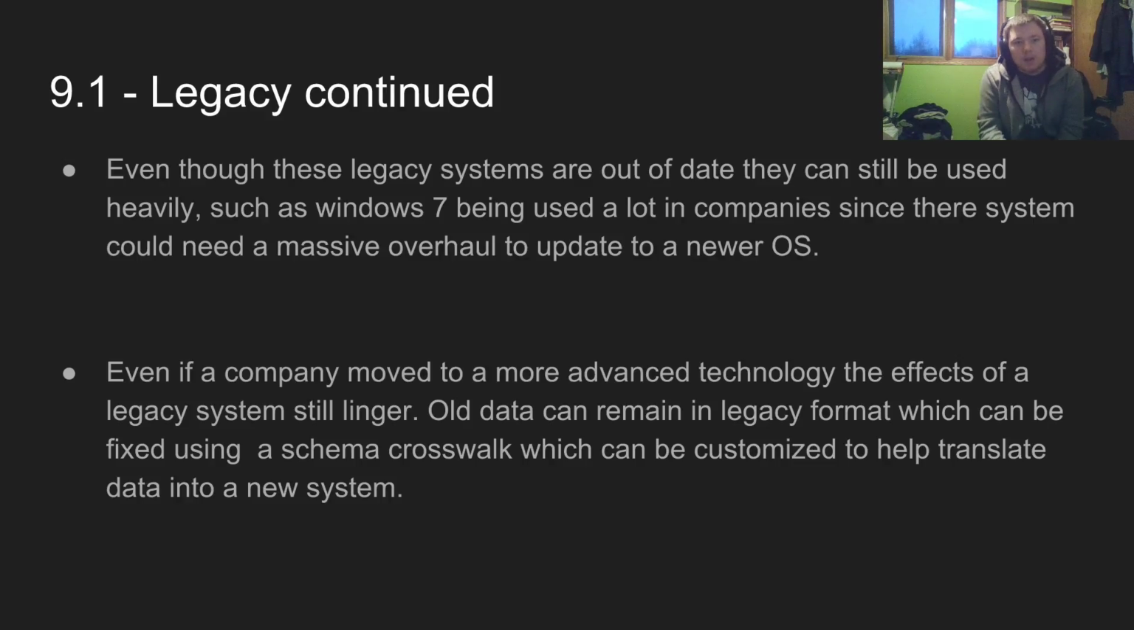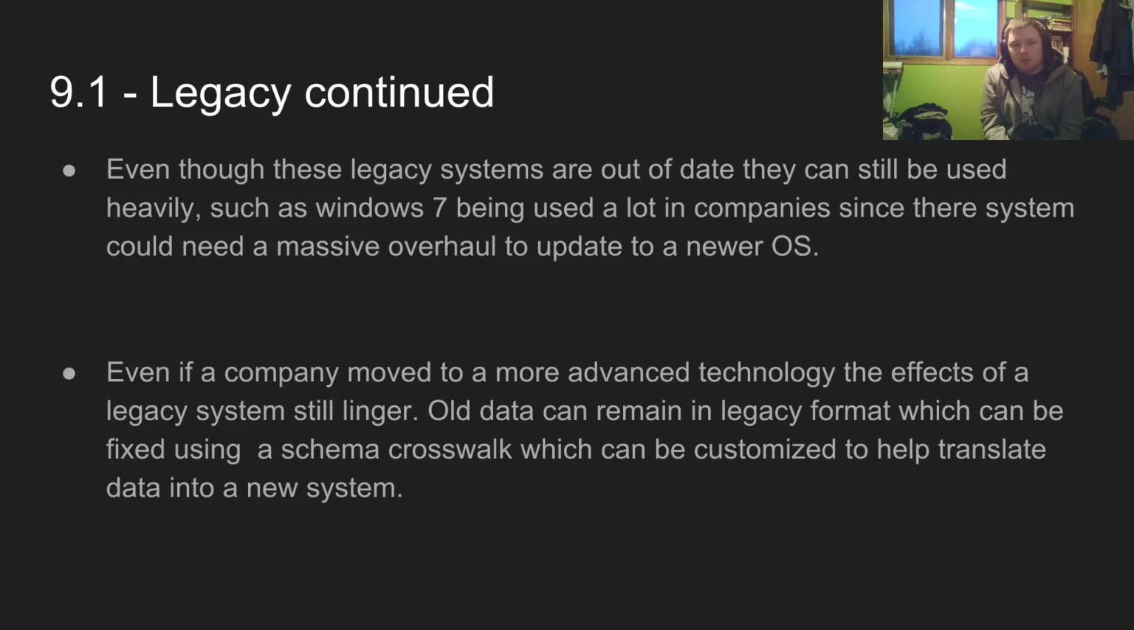Continued. Even though these legacy systems are out of date, they can still be used heavily, such as Windows 7 being used in a lot of companies since their system could need a massive overhaul to update to a newer OS. So, let's say for a hospital, if they're still using Windows 7 and they update it, a lot of their internal systems that work back and forth could just break. It costs a lot of money and a lot of time to implement newer versions of an OS, and often it's not worth it right away, so they push it off.